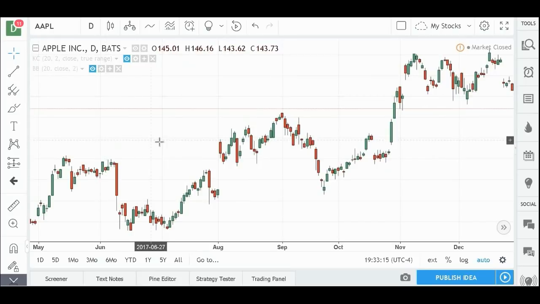All right, so I've got an Apple daily candlestick chart up here. And I'll just show you the candlesticks. Here they are. This is about 8 or 9 months worth of price action, and these are daily candlesticks, meaning that each candlestick represents 1 day of price action.